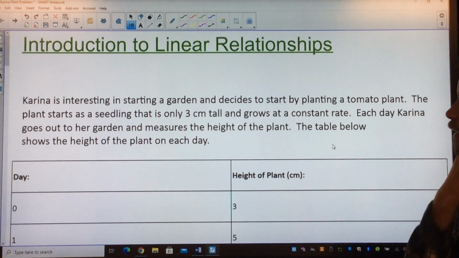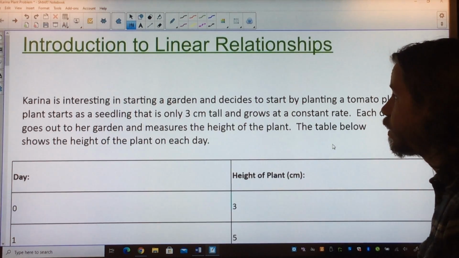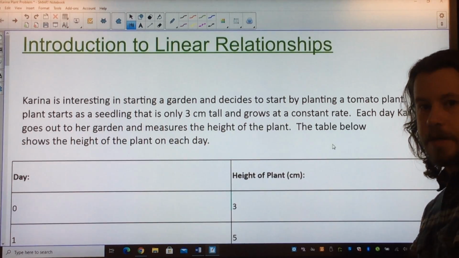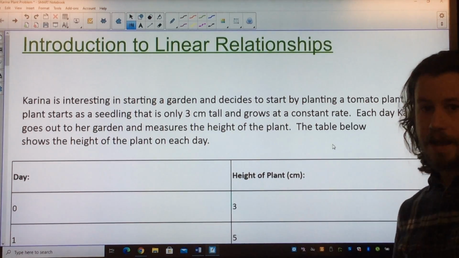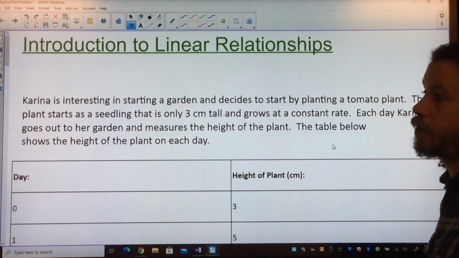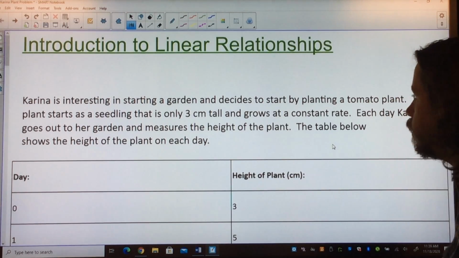Alright, so this video is going to be an introduction to linear relationships. What we're going to do is start with a real world scenario. And from that real world scenario, we're going to look at some data. And from that data, we're going to build what's called a linear model and then use that model to make predictions. Alright, so let's look at our scenario and get started.